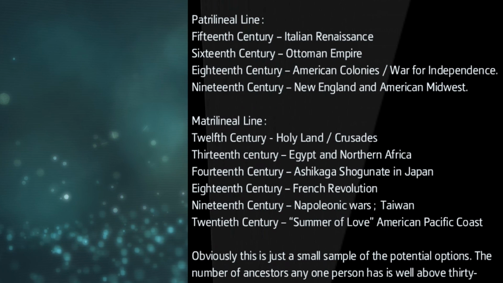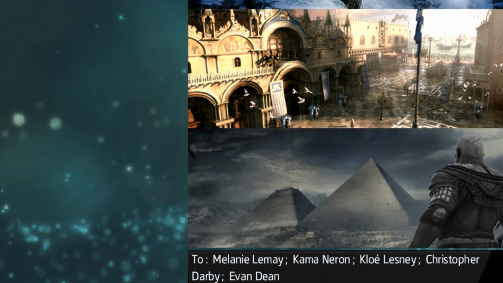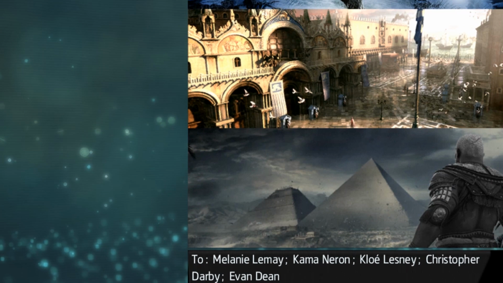But anyways, that leaves us with a couple of locations and time periods, one of those being Egypt and Northern Africa. So going to another email, there's some concept art of some of these locations, and the last one is a man looking at the pyramids. Now, this is going to blow your mind.